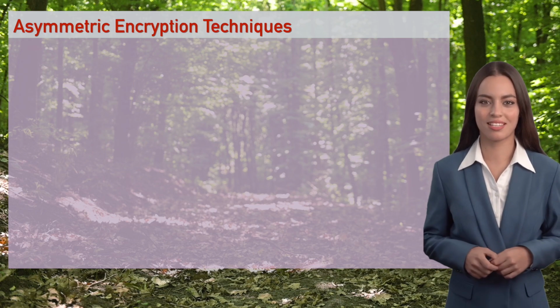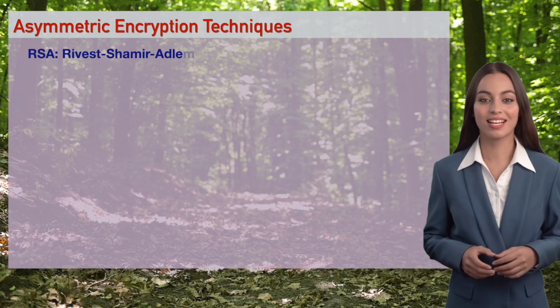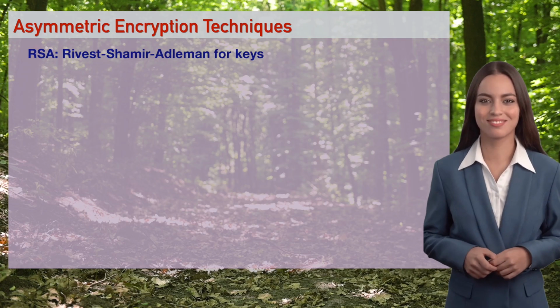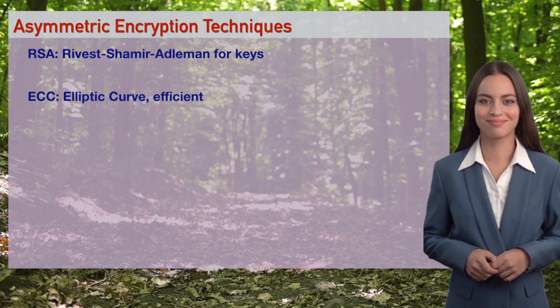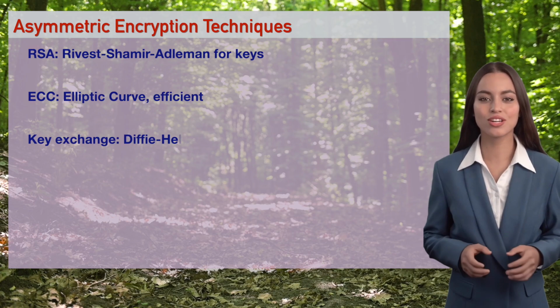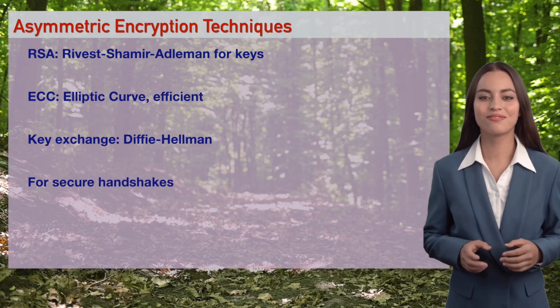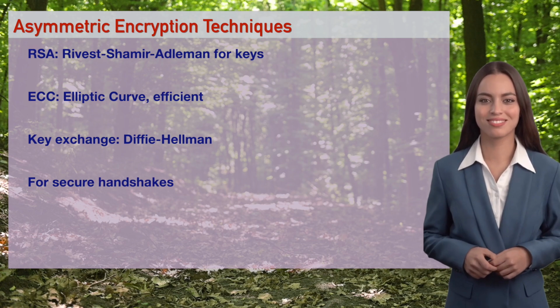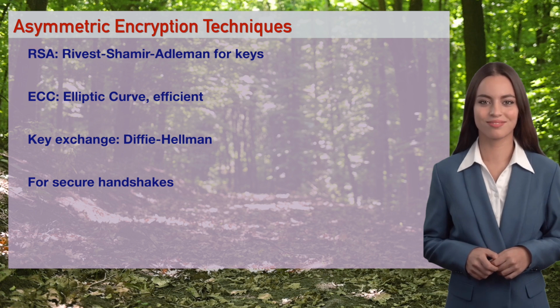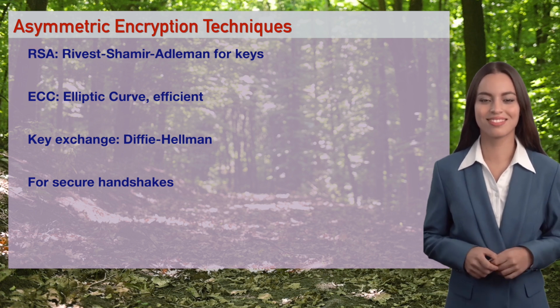Asymmetric encryption techniques. RSA generates public-private keys for encryption and signatures. ECC offers stronger security with smaller keys, reducing overhead. Diffie-Hellman enables secure key exchange over insecure channels, used in handshakes like TLS for establishing symmetric sessions.